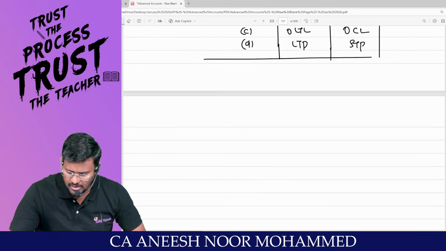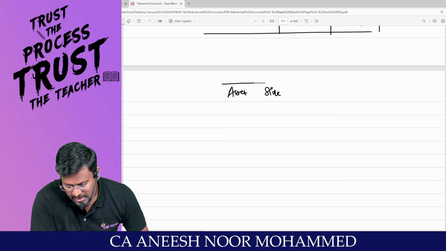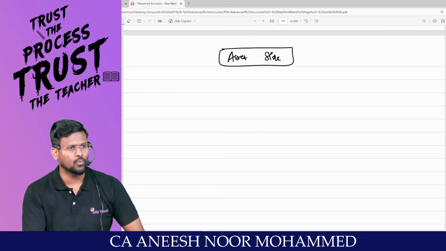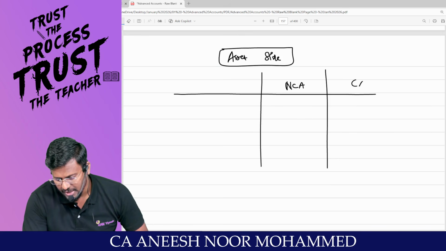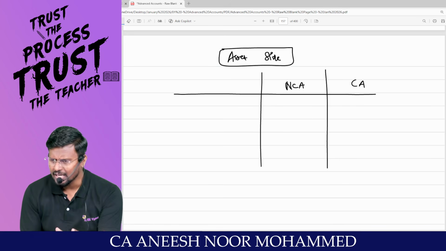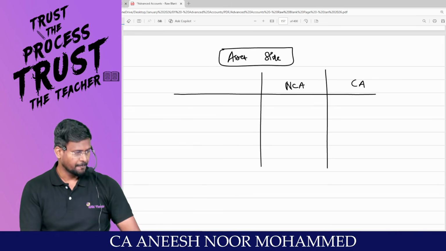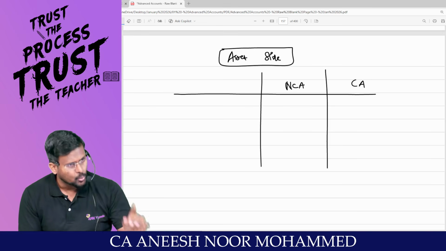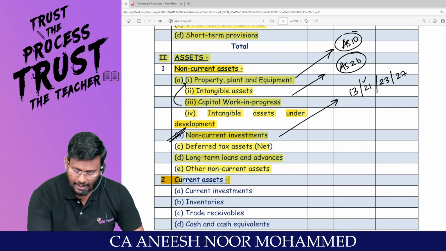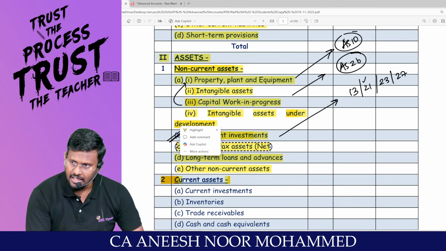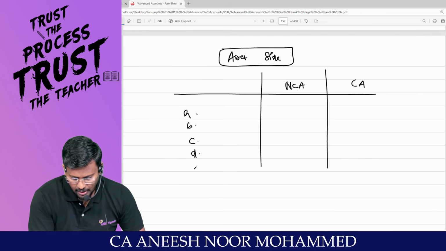So, my dear lovable students, we are going to talk about the asset side. Sir, the asset side is classified into two categories: non-current asset and current asset. Any asset having a life of more than 12 months is a non-current asset. Any asset having a life of less than 12 months is a current asset. Non-current assets have five categories: A, B, C, D, E.